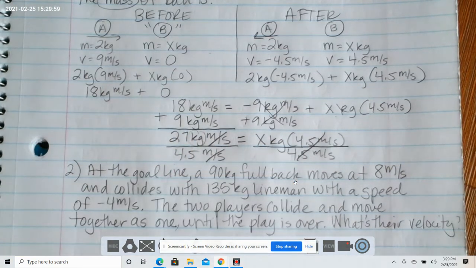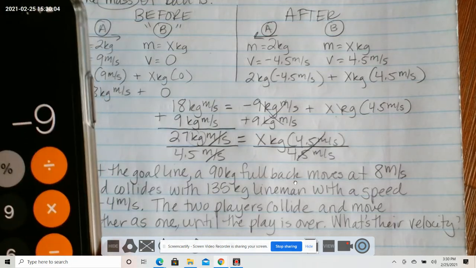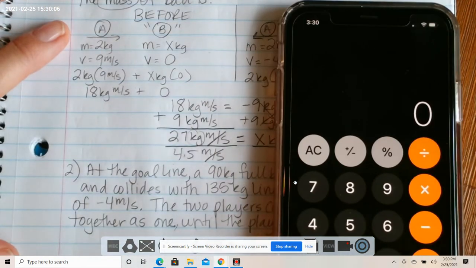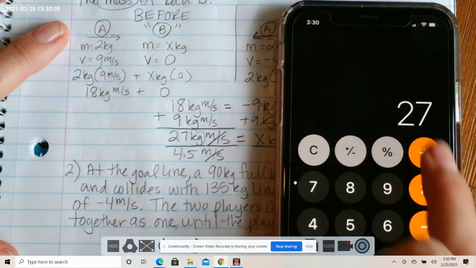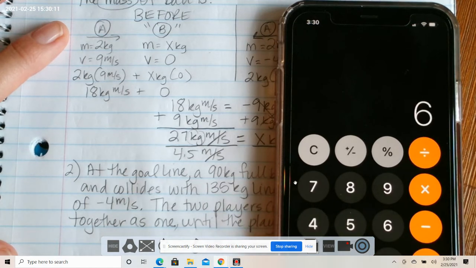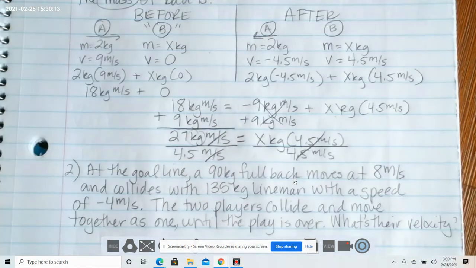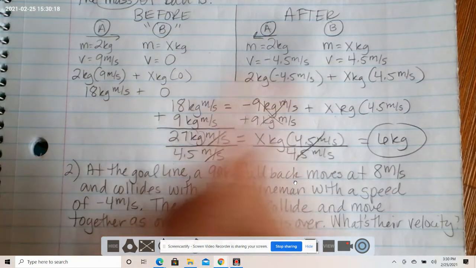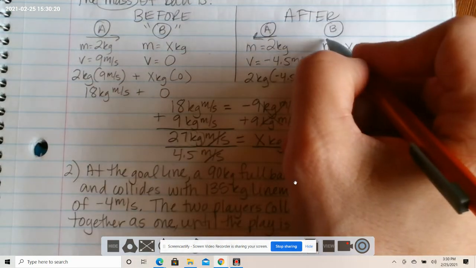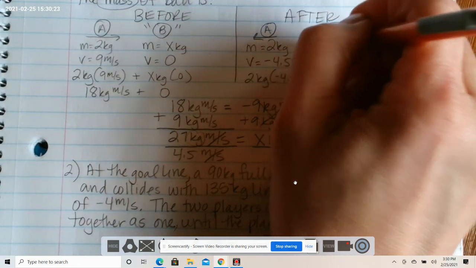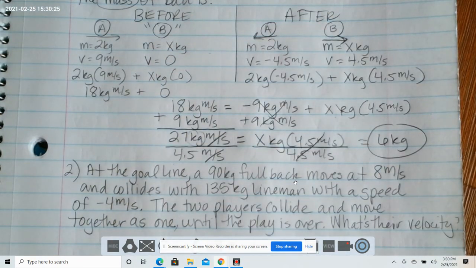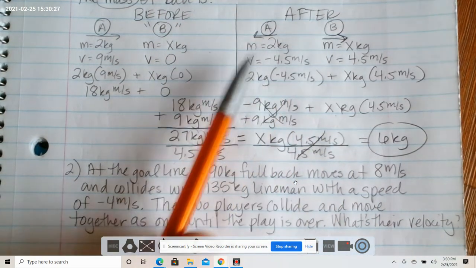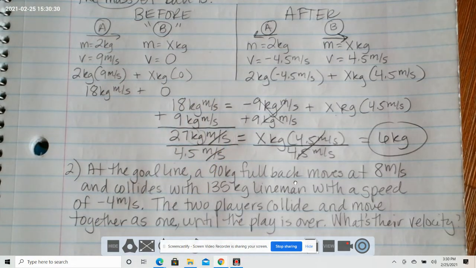That's what we need. So now I'm going to do 27 divided by 4.5, and that gives us an answer of 6 kilograms. So the mass of ball B is 6 kilograms. We also know because it's a positive number, it's going to the right. So it's a 6 kilogram ball for B, a 2 kilogram ball for A. All right, let's try the next one.